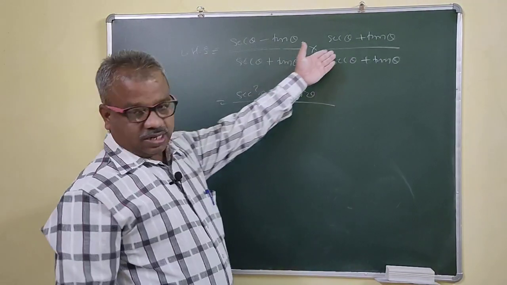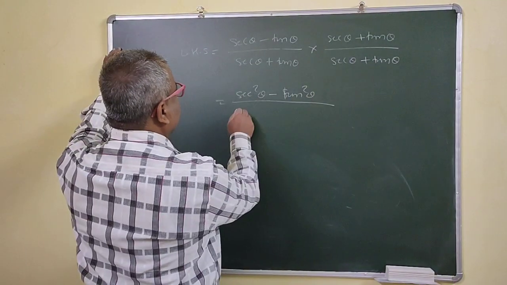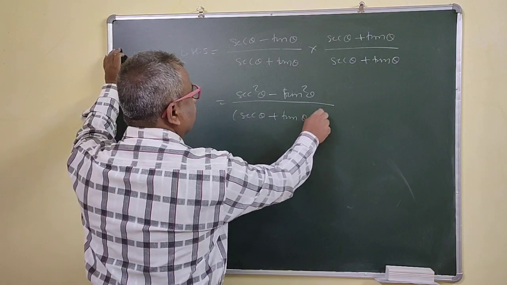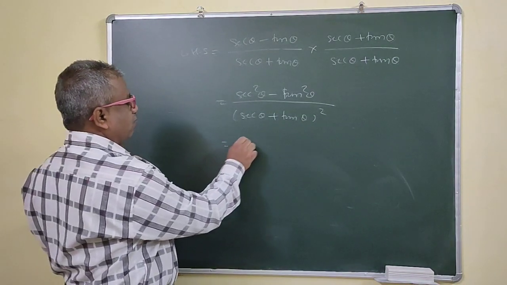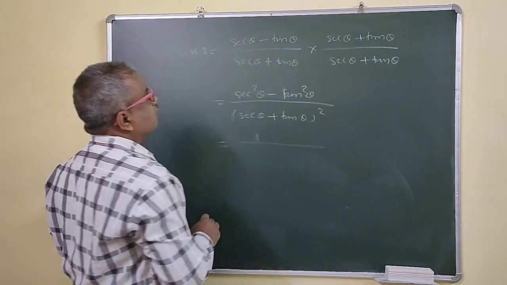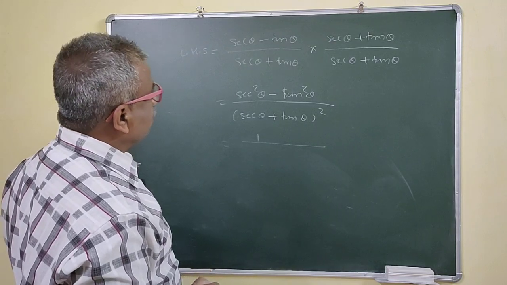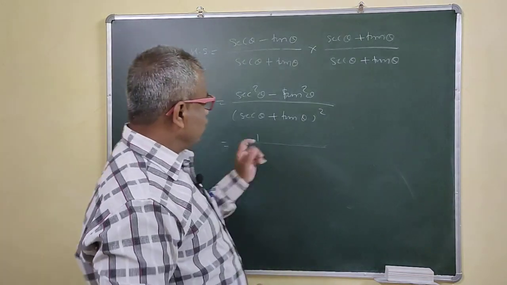The value of this is actually 1, so you have written 1. The denominator is the square of this one: sec theta plus tan theta, bracket square. Now we'll expand the denominator. 1 upon what then? So actually, no, this is the wrong way.